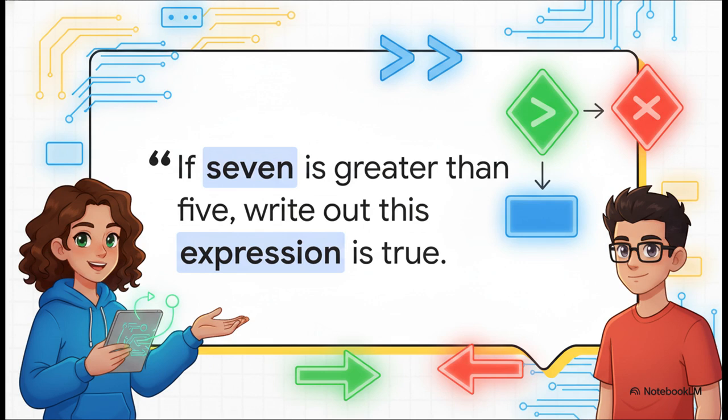JavaScript is going to look at this and just evaluate the math. Is 7 greater than 5? Yep, it sure is. So the expression evaluates to true, and the code block writes "this expression is true" to the screen. If we were to flip that to a less than symbol, making it 7 is less than 5, the expression becomes false, and the code inside those braces is completely ignored.